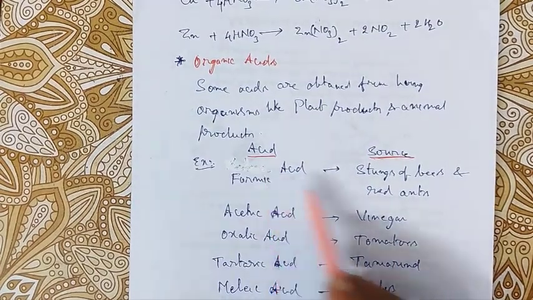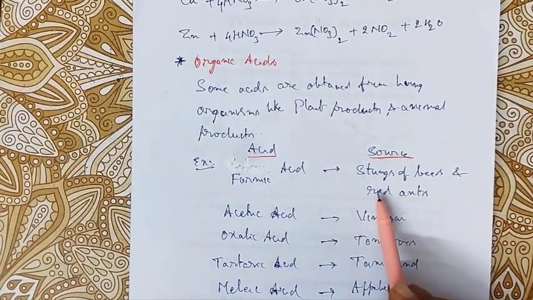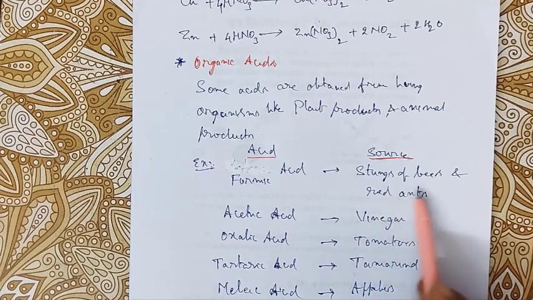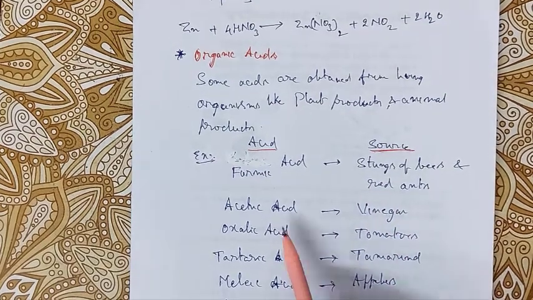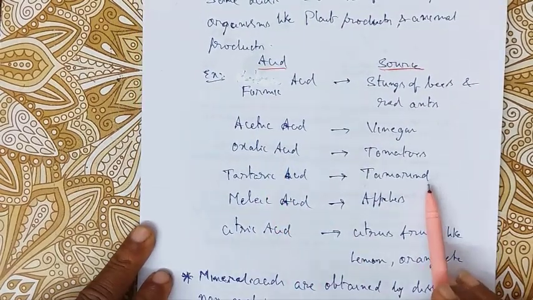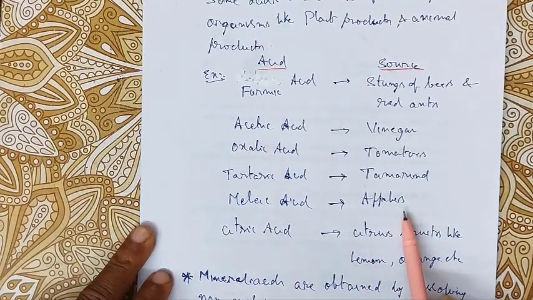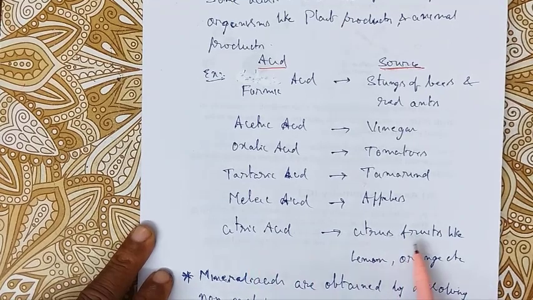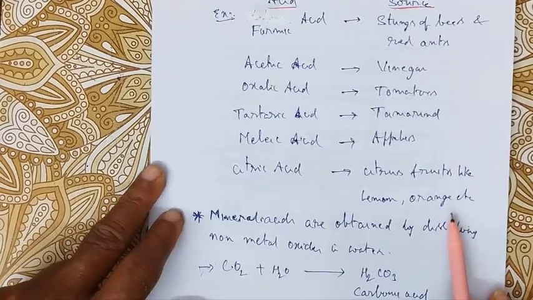Example, acid and source. Formic acid is obtained from stings of bees and red ants. Acetic acid, vinegar. Oxalic acid, tomatoes. Tartaric acid from tamarind. Malic acid from apples. Citric acid from citrus fruits like lemon, oranges, etc.